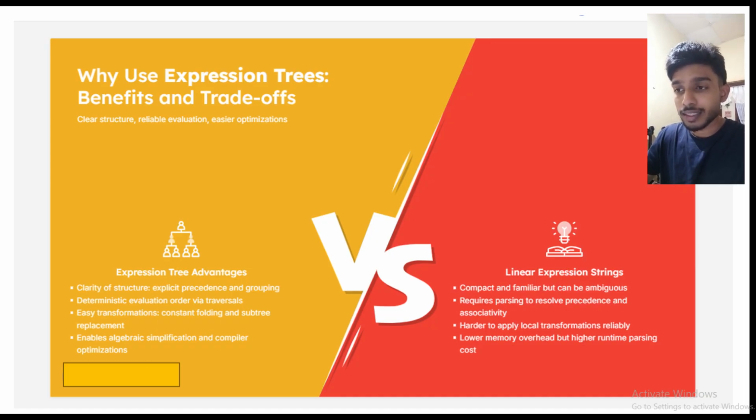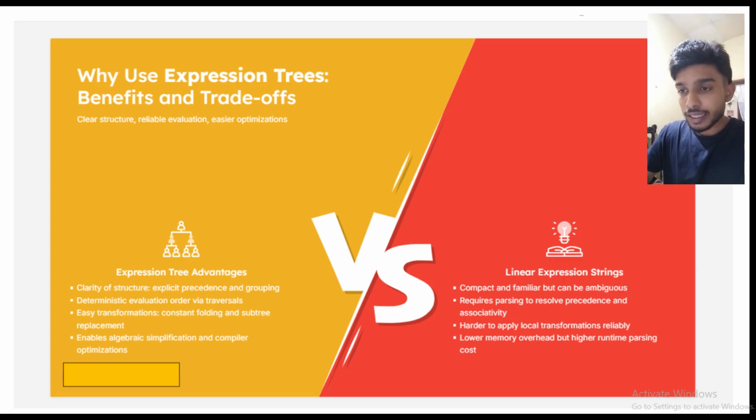Expression trees give us clarity. They turn an ambiguous sequence of characters into an explicit hierarchical structure. This eliminates any doubt about operator precedence or grouping. Evaluation becomes deterministic, just traverse the tree. This structure also makes optimization, like folding constants or rearranging terms, much easier.